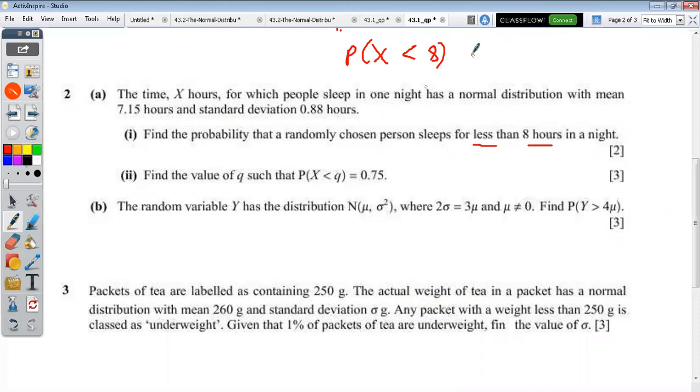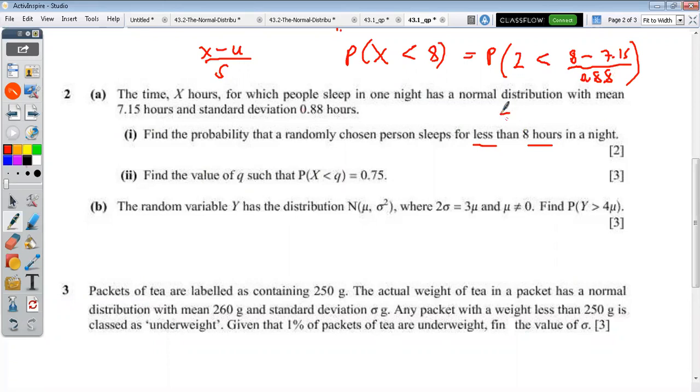So if you want, without drawing the table, by the way, you can simply do it like this. Probability z, you can normalize it straight away, is less than x minus the mean over the standard deviation. So it's 8 minus, our mean, sorry, 7.15, divided by, what is the standard deviation? 0.88, like this.